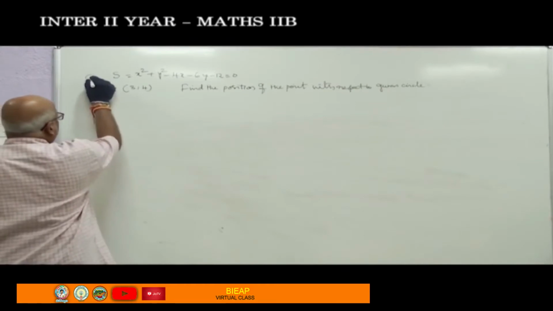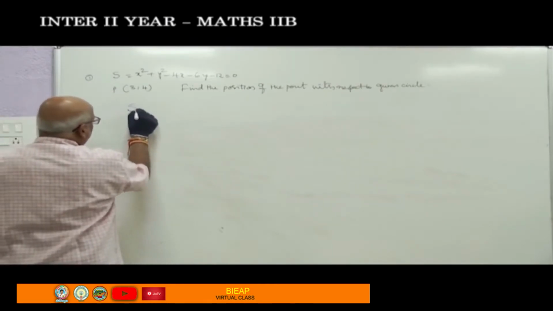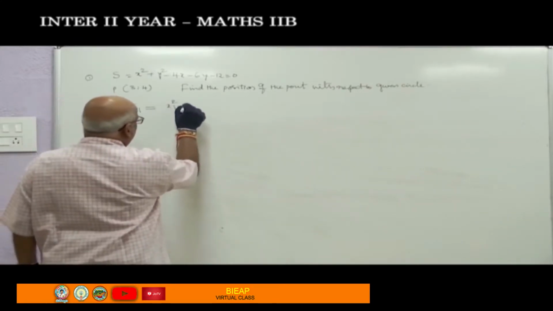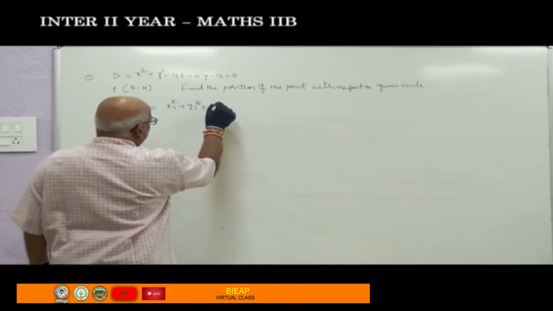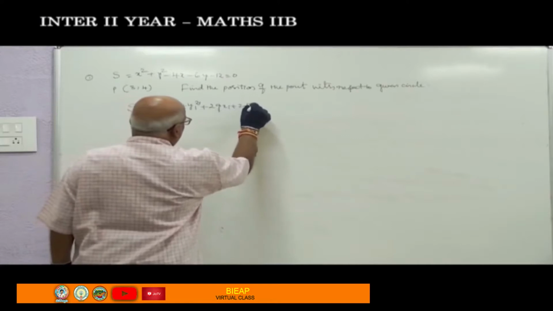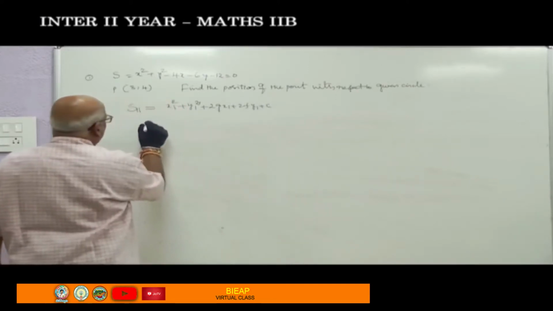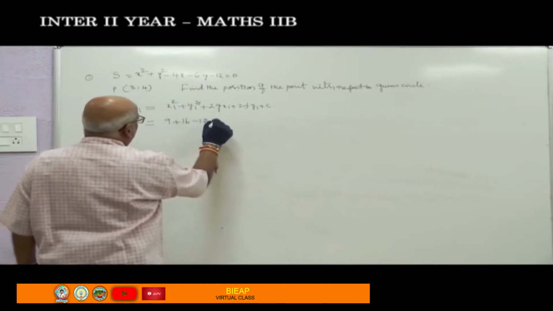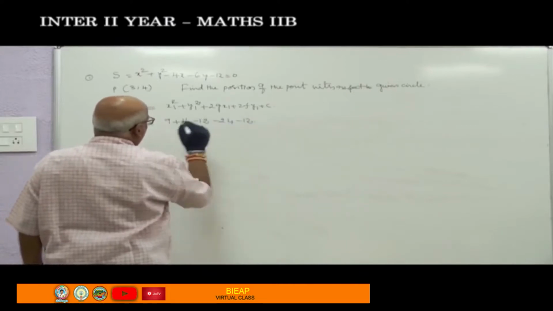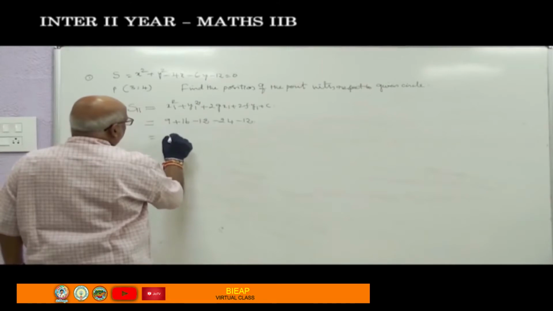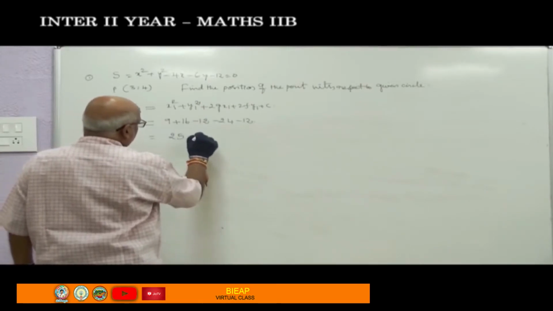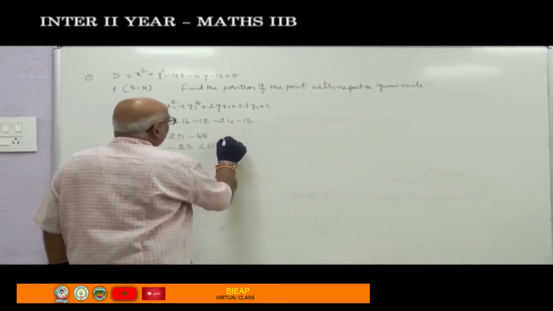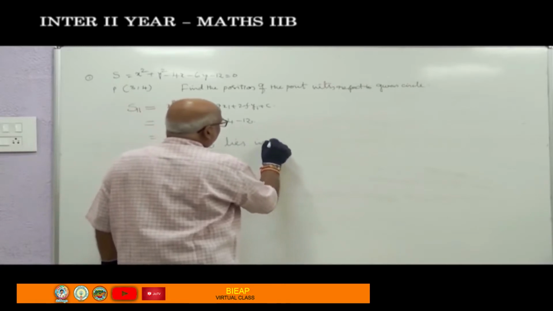To find out the position of the point, we are supposed to find out the value of S11. What is meant by S11, sir? X1 square plus Y1 square plus 2gx1 plus 2fy1 plus c. How to obtain that one? Substitute: 9 plus 16 minus 12 minus 24 minus 12. 16 plus 9, 25 minus 48, that is minus 23, less than 0, lies inside the circle.